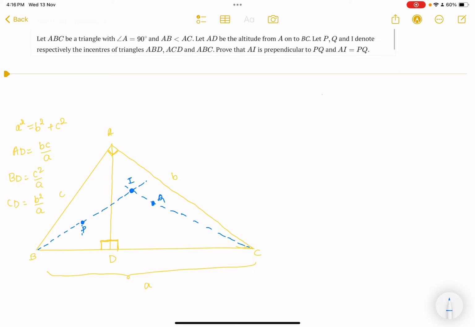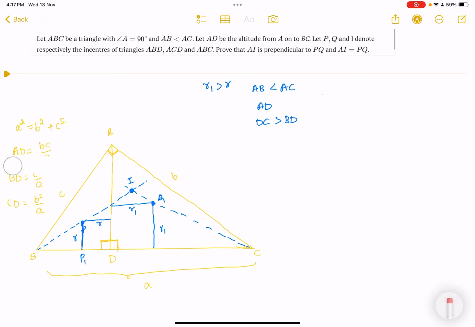If it is P, then this distance will be r, and let this point be P1, and let R1 be the inradius of triangle ADC. Then this distance is also r, and this distance is also R1. So R1 is greater than r. Why? Because it is given in the question that AB is less than AC and AD is the common side. So DC will be greater than BD.